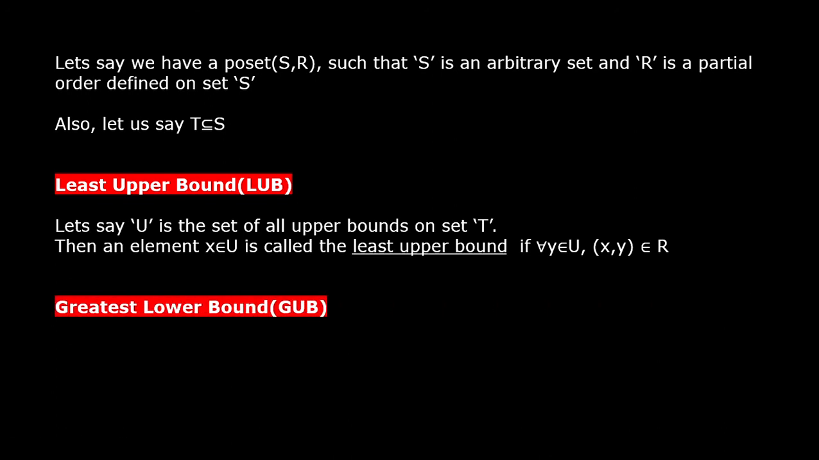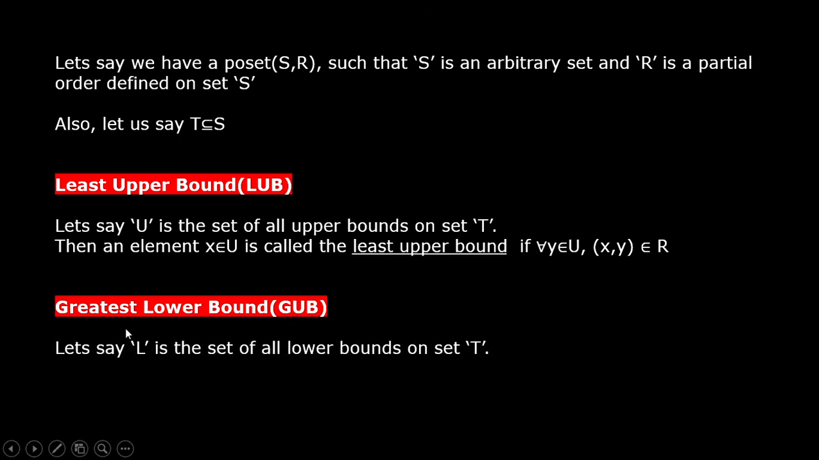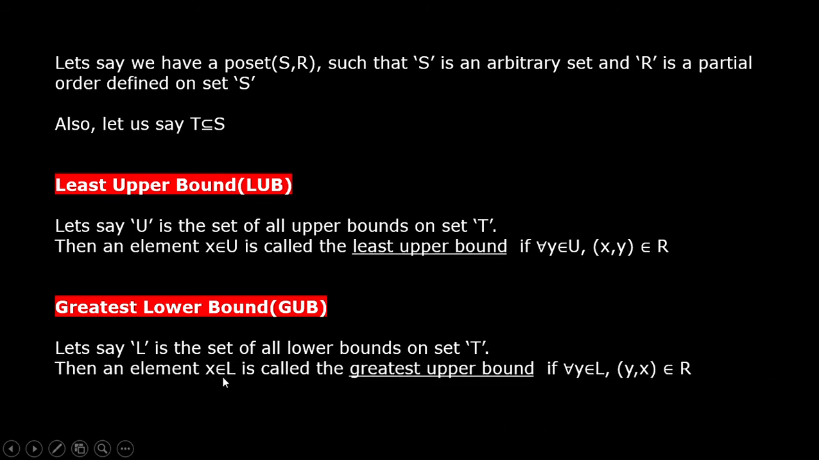Now let us see what is the greatest lower bound. Greatest lower bound is also denoted by GLB, which is the short form or notation for the greatest lower bound. Let us say now that we have a set L that represents the set of all lower bounds on set T. So basically set L consists of all those elements which form the lower bound on set T. Then an element X that exists in set L. So again X is one such arbitrary element that exists in the set L.